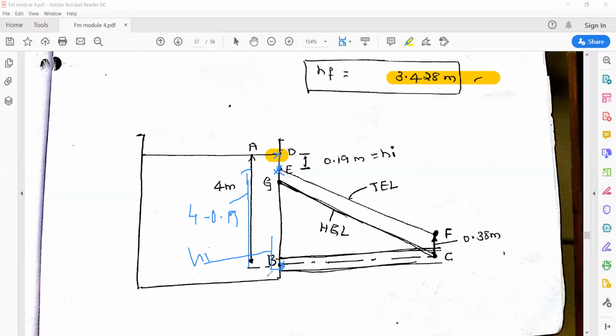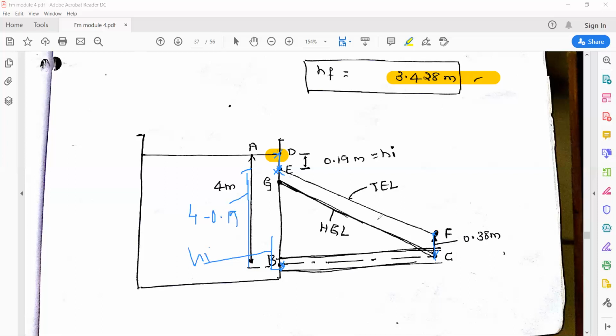All right. So after HI, what is the next loss? The next loss is head loss due to friction. Right. So at the end of the pipe, you need to consider the friction loss, because throughout the length of the pipe there will be friction. So at the end of the pipe, you need to consider the head loss due to friction, HF. So straight to this, you need to mark the next point, F.